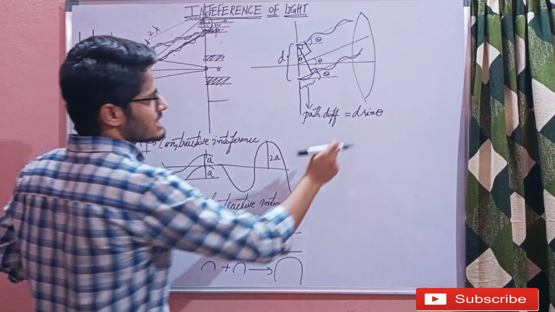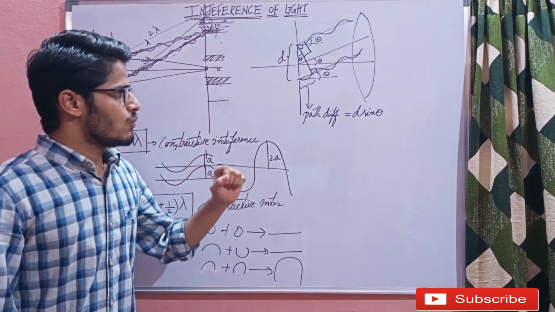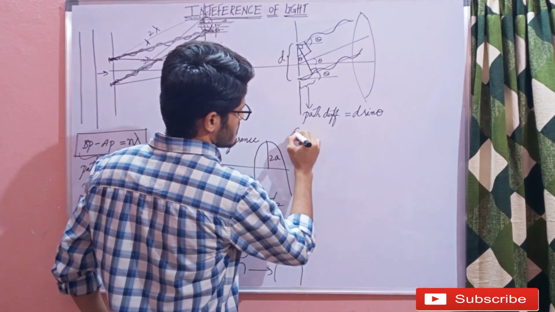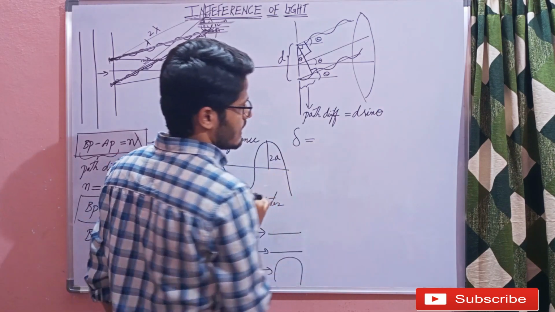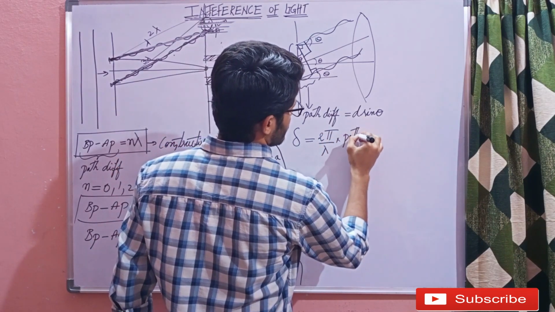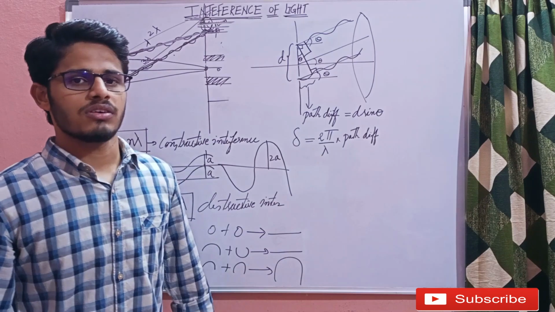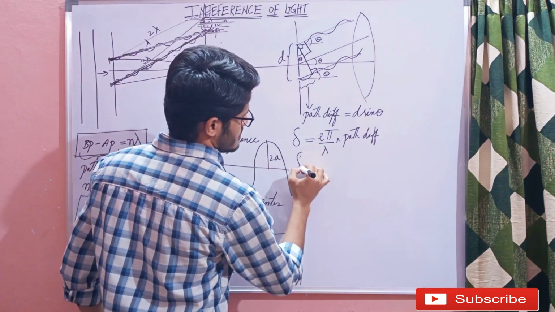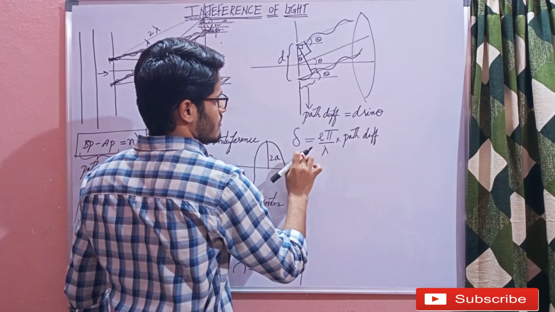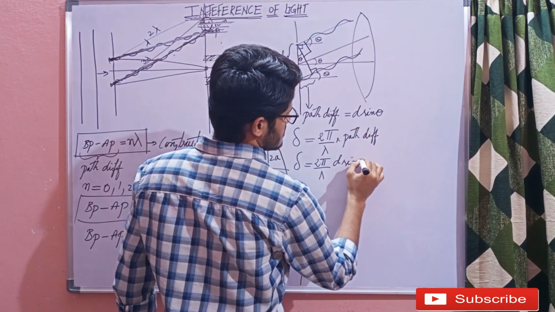Okay, and from this path difference, we know the relation between the phase difference and path difference. The phase difference, denoting it with delta, is 2 pi by lambda into path difference. This is the relation between path difference and phase difference of a wave. So to get the phase difference between these two light rays, that phase difference is 2 pi by lambda d sine theta.